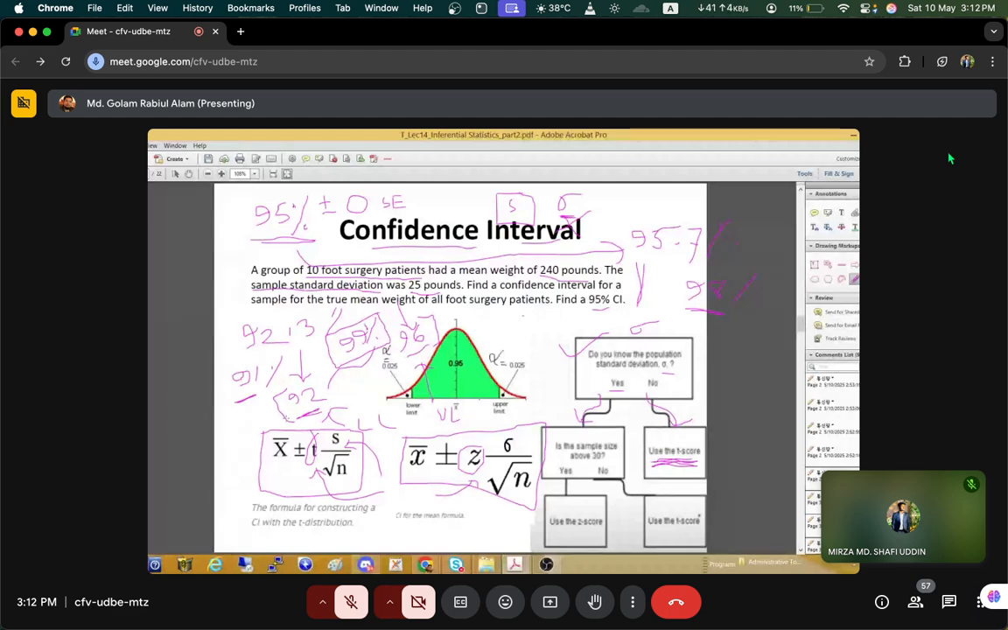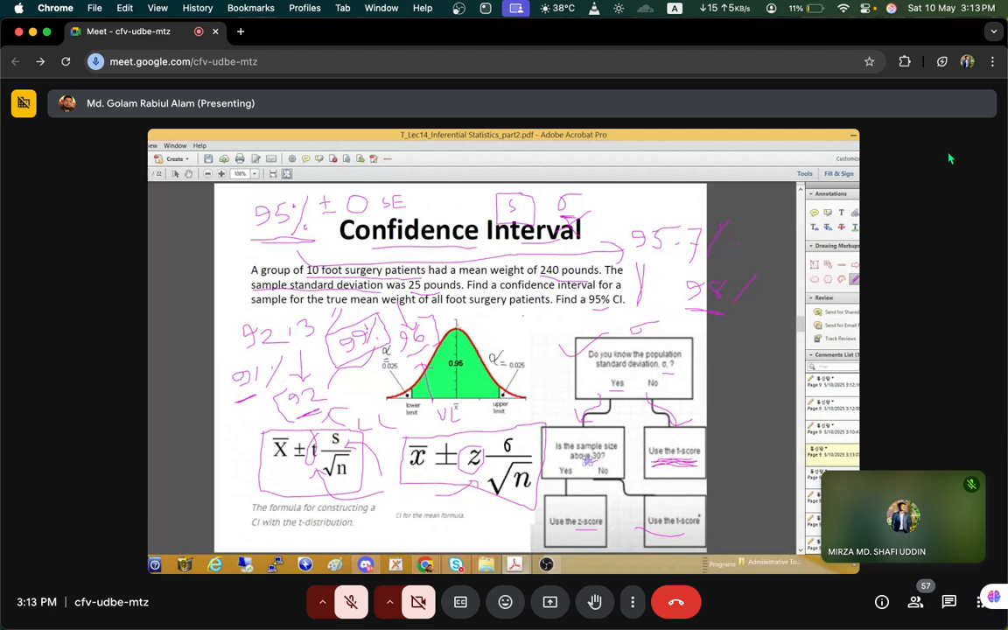Okay. So if we somehow know the sigma, then is the sample size above or equal to 30? If it is above or equal to 30, if yes, then use the z-score. Otherwise, we have to use the t-score. So that means if the sample size is greater than or equal to 30, then we have to use the z-score. Otherwise, we have to use the t-score.